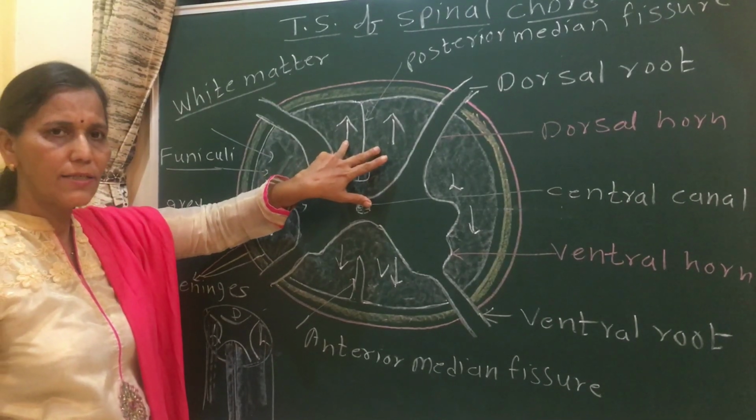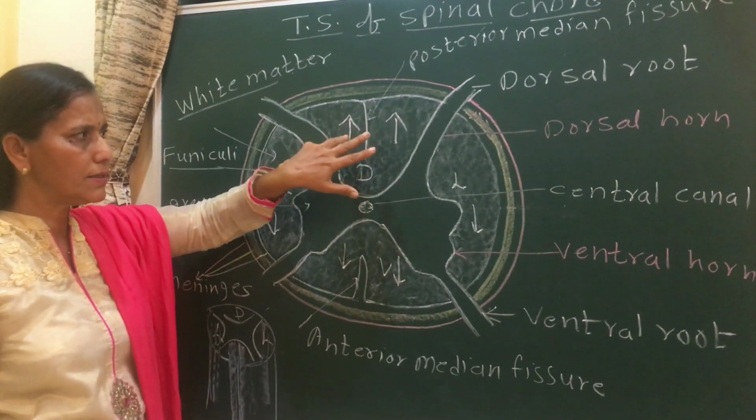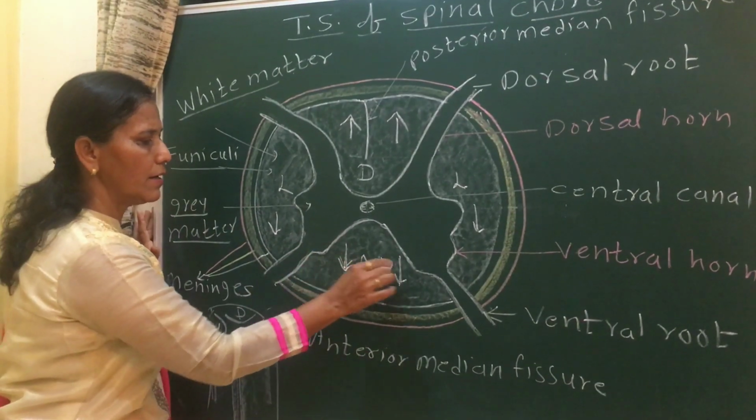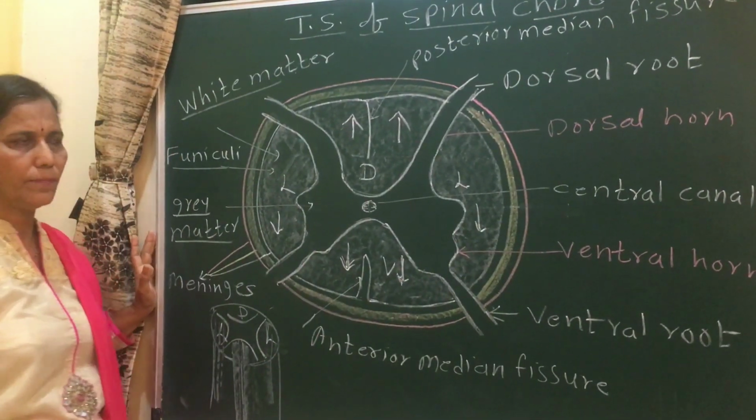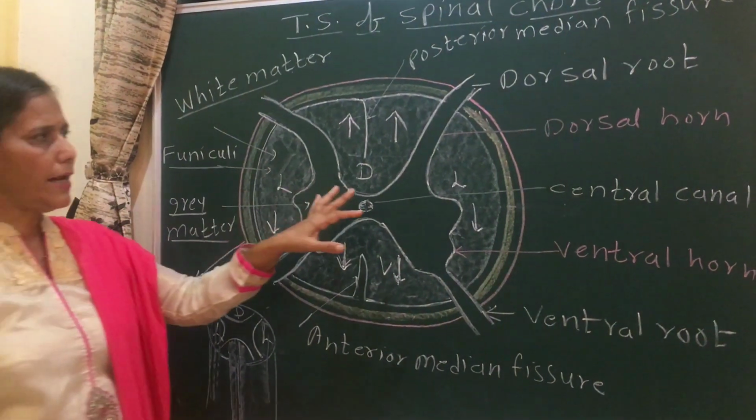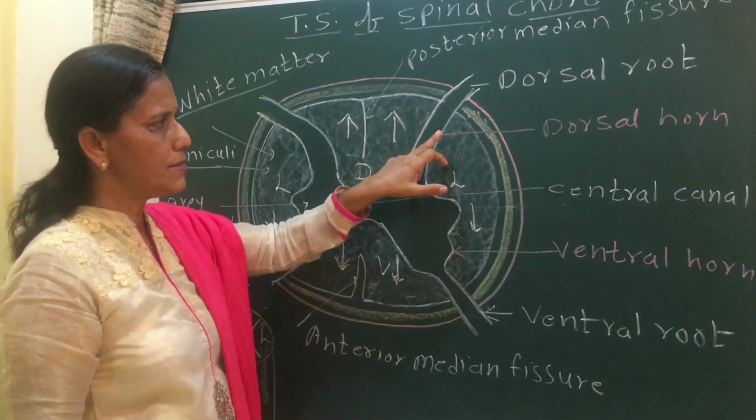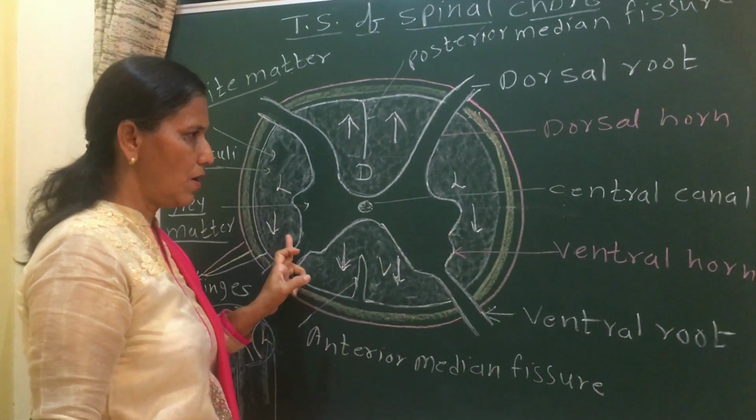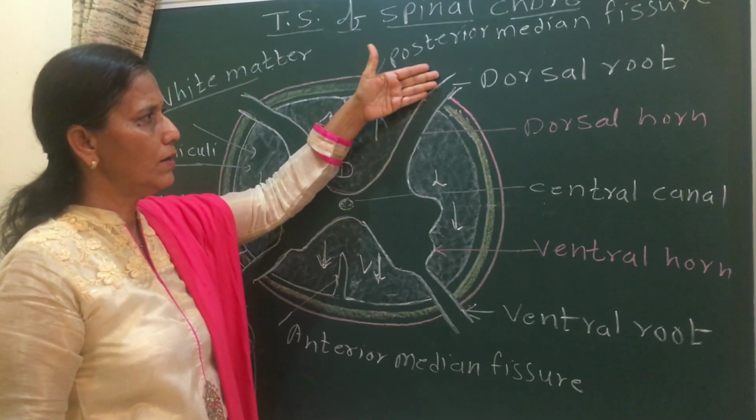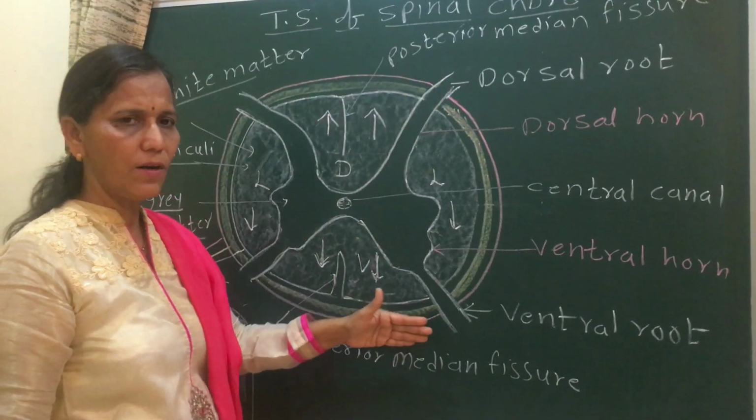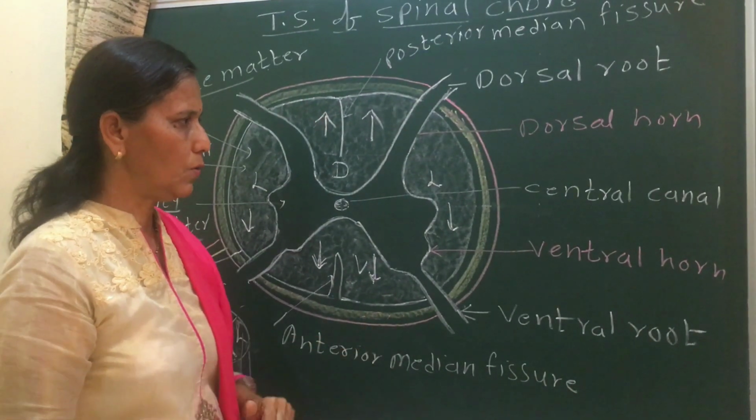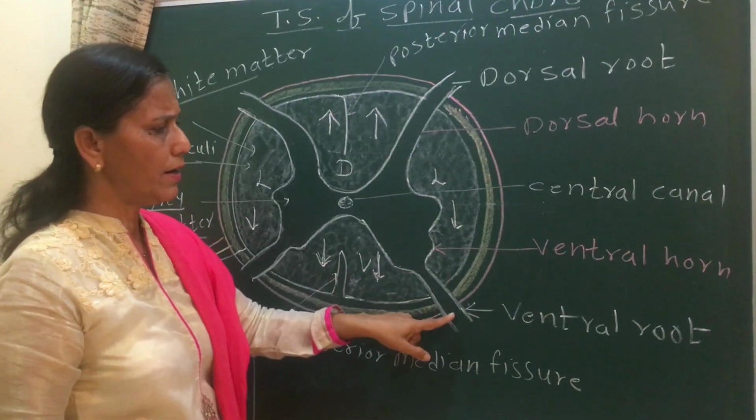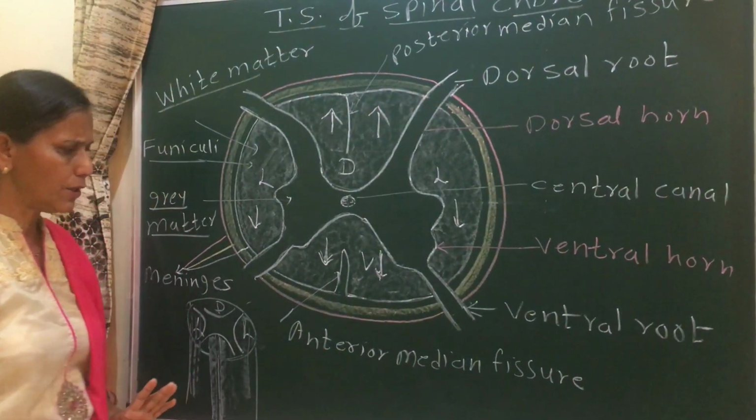The dorsal one contains ascending sensory neurons and lateral and ventral consist of descending motor neurons. Then this H-shaped gray matter consists of two dorsal horns and two ventral horns. Dorsal horn produces the dorsal root and ventral horn produces the ventral root. Dorsal root is sensory in nature, ventral root is motor in nature.